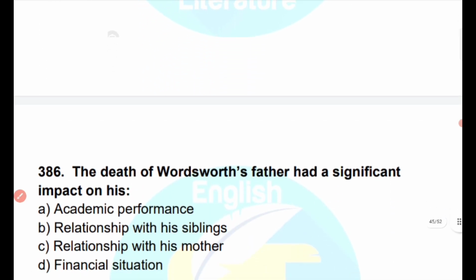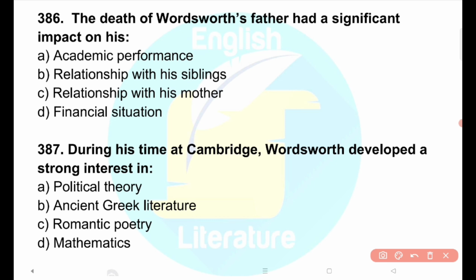The death of Wordsworth's father had a significant impact on his option D, financial situation. John Wordsworth died in 1783, leaving behind an unpaid debt which led to severe financial difficulties for the Wordsworth family. The children depended on relatives for financial support, and legal disputes over inheritance made their situation worse.